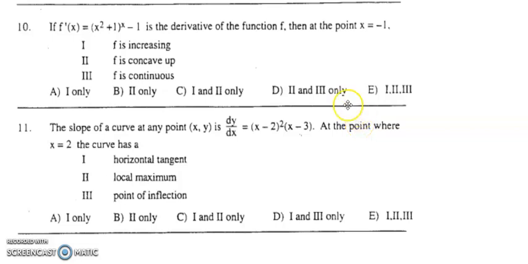Alrighty, here we go with number 10. They're giving us the derivative function, and they want us to answer questions about the behavior of the function f at x equals -1 based on the derivative.